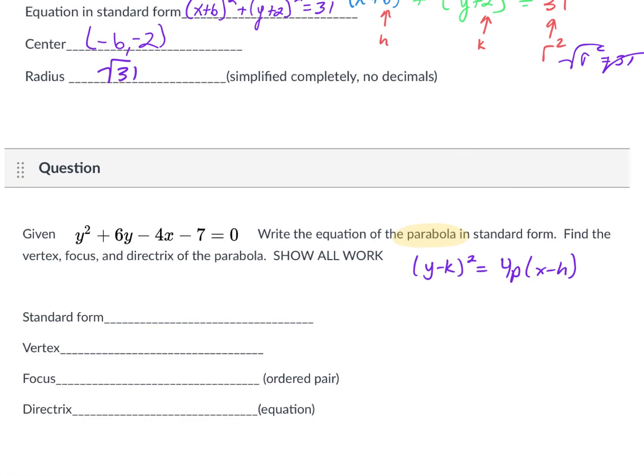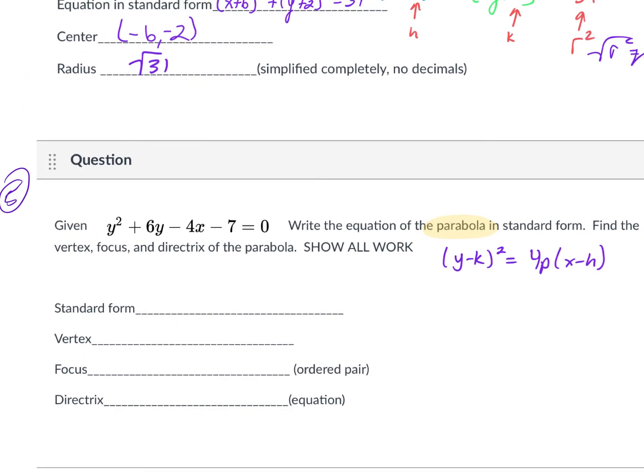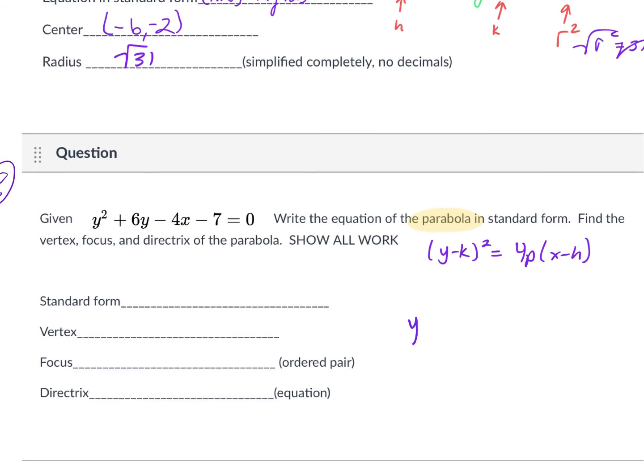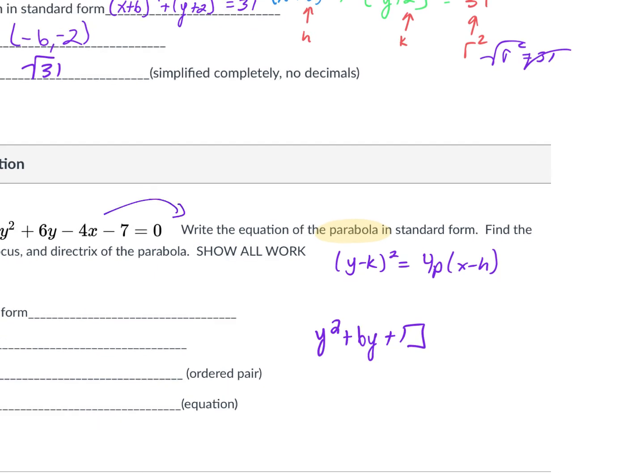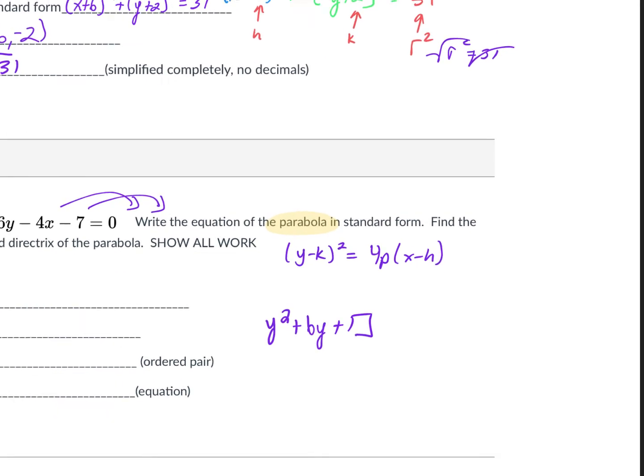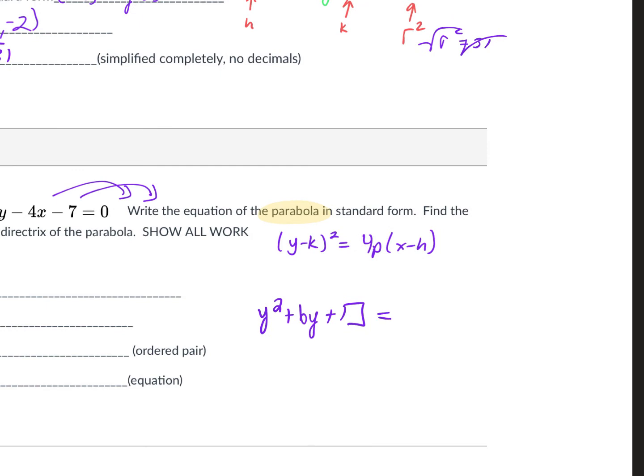Okay, good. So I have to complete the square, obviously. So I have y squared plus 6y plus my box. And then what do I do with this negative 4x and the negative 7? We move it over, so it just becomes 4x plus 7. Questions?